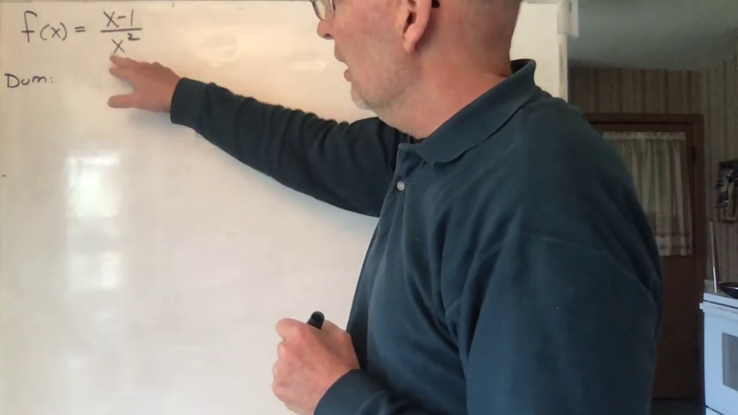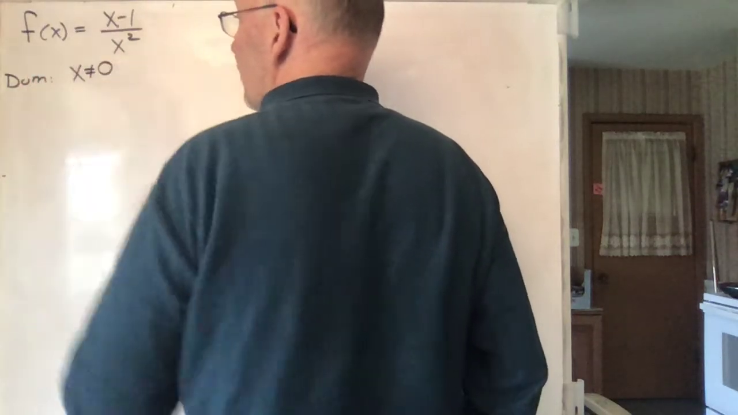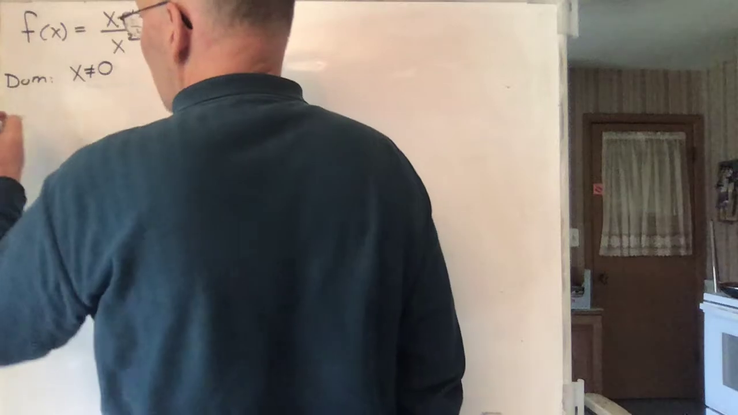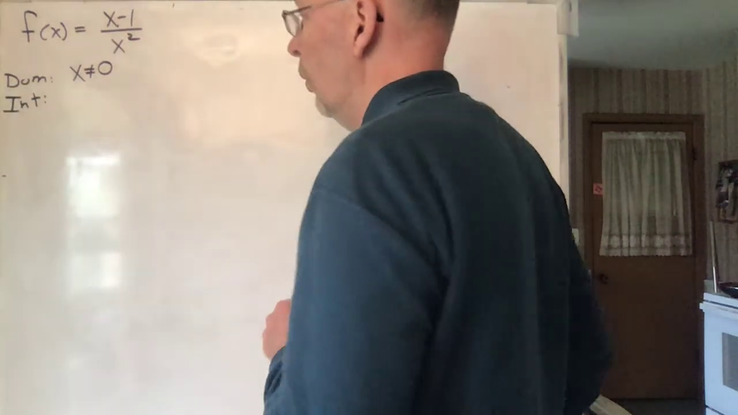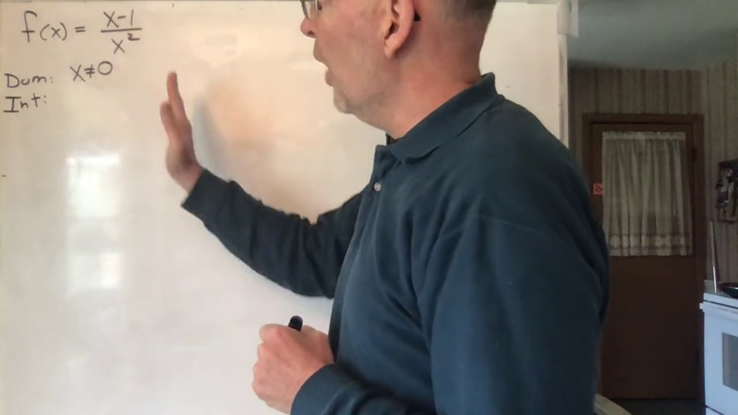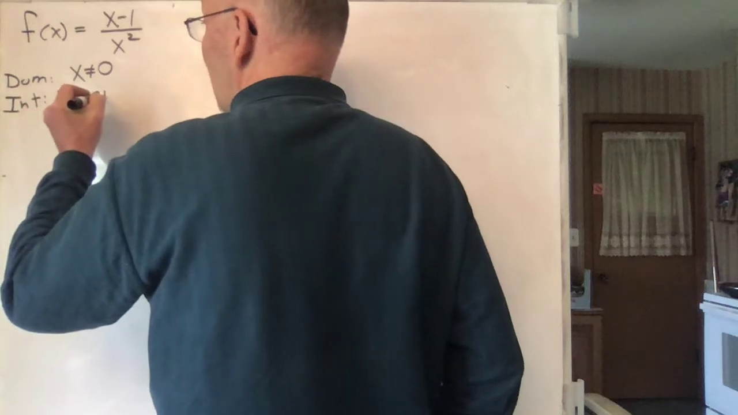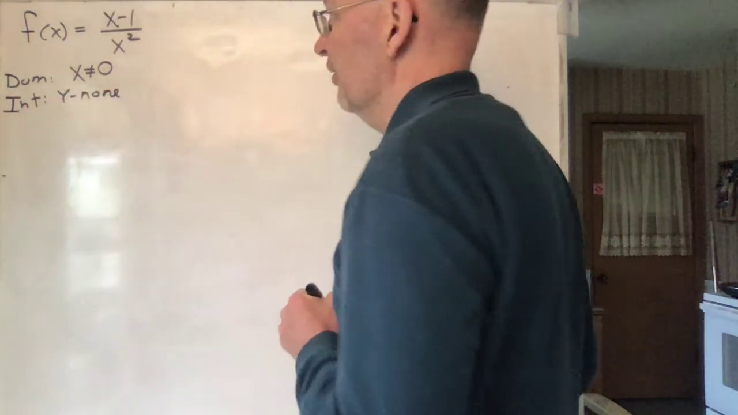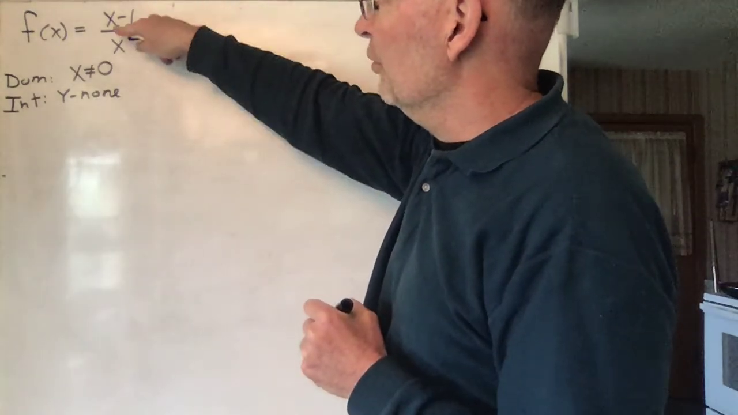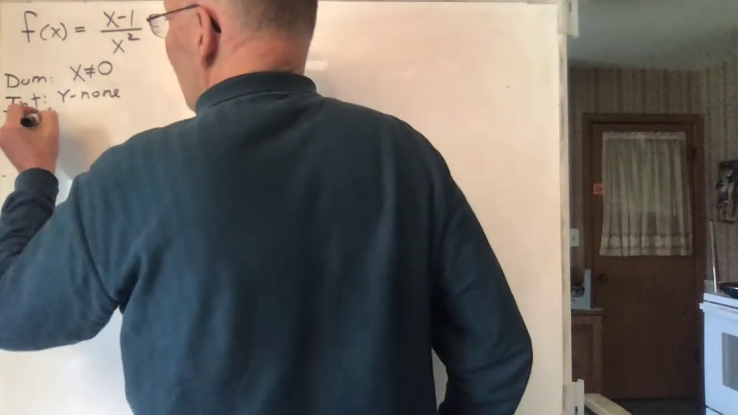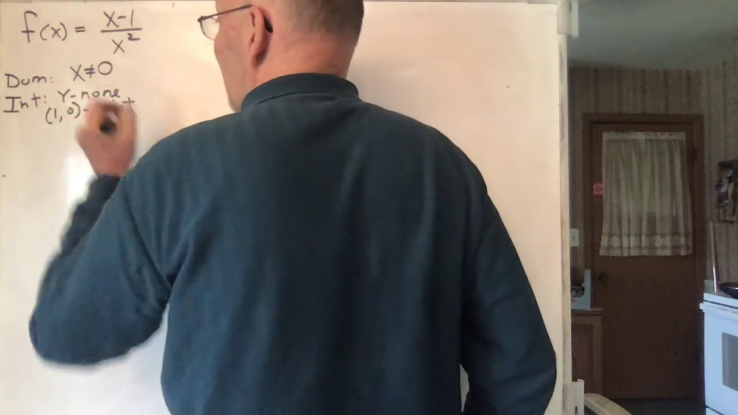Domain: x can't be 0. So let's just write it like that. Intercepts. Well, since x can't be 0, there's no y-intercept. And the x-intercept would be where y is equal to 0, where the value of the function is 0, which would be when x is equal to 1. So (1, 0) is the x-intercept.